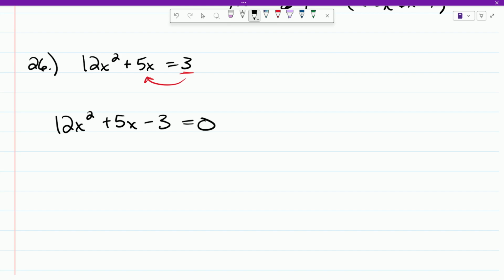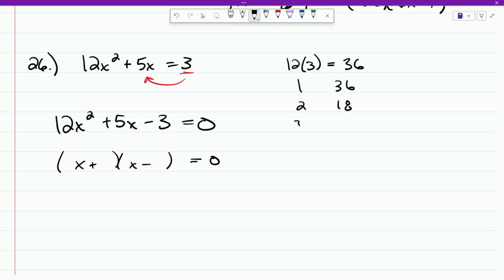Now we factor. There's no GCF. I have a trinomial. A does not equal 1, so I need to go ahead and use the AC method. First thing I'm going to do is at least set up what the answer should look like. So I put x's, plus, and a minus, all right? That's all I can do. So now we're going to go ahead and do the AC method. I'm going to do it over here. So 12 times 3 equals 36. Factors of 36 are 1 and 36, 2 and 18, 3 and 12.